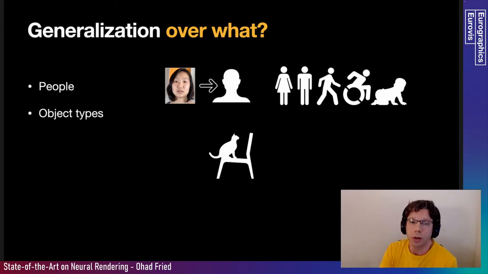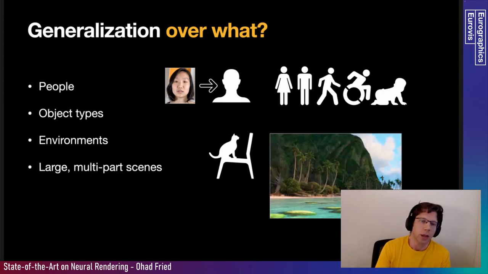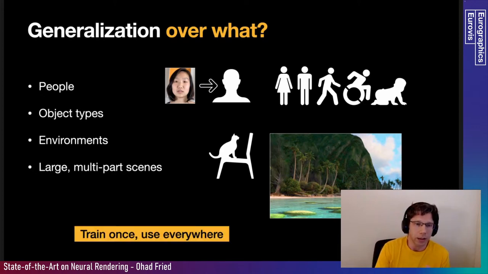Now, going beyond individual objects, some neural rendering tasks can benefit from generalization over different environments and for making them applicable to large scenes with many objects and object types. Essentially, what we want is neural rendering algorithms that can be trained once and then used everywhere.